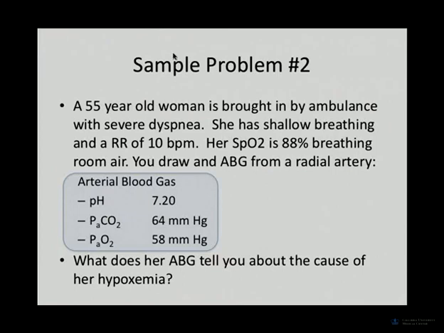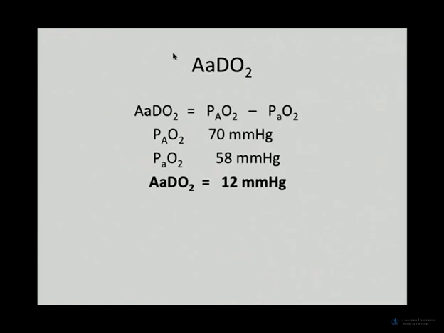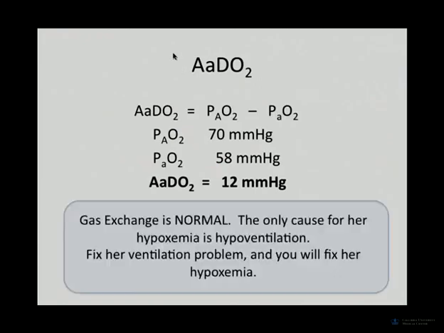Here's a 55-year-old woman brought in by ambulance with shortness of breath. She's saturating low. Her pH is 7.2. Her carbon dioxide is 64. Her oxygen is 58. What can we tell about her hypoxemia? We calculate an AA gradient, and it's normal. Okay, you can go back and look at the equations. Her AA gradient is normal. So gas exchange is normal. The only cause for hypoxemia in this woman is that she is hypoventilating.